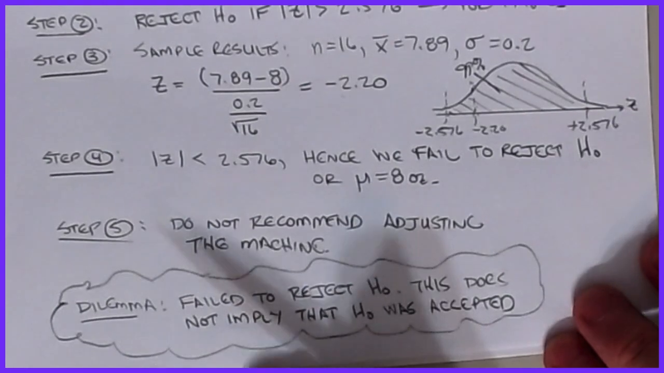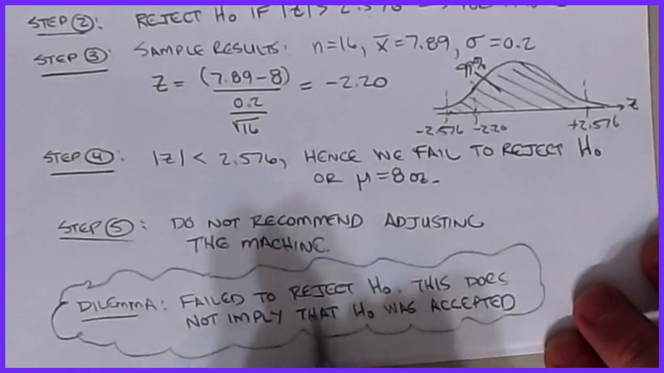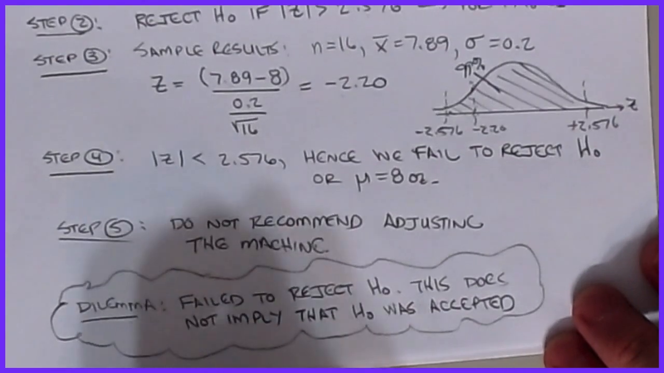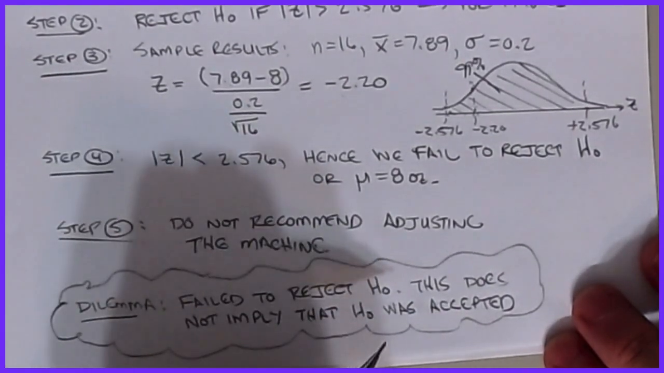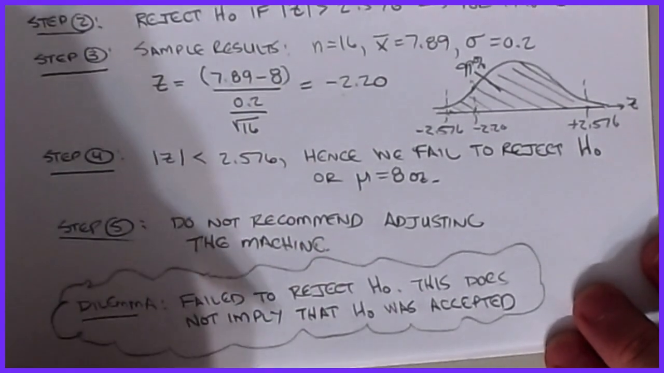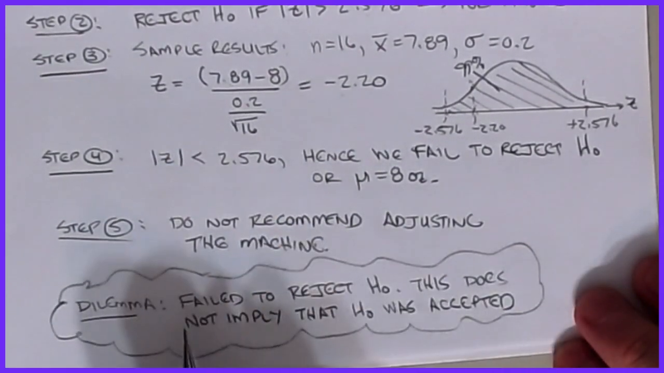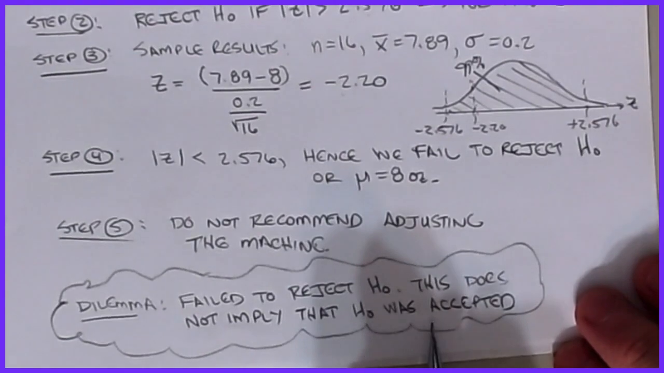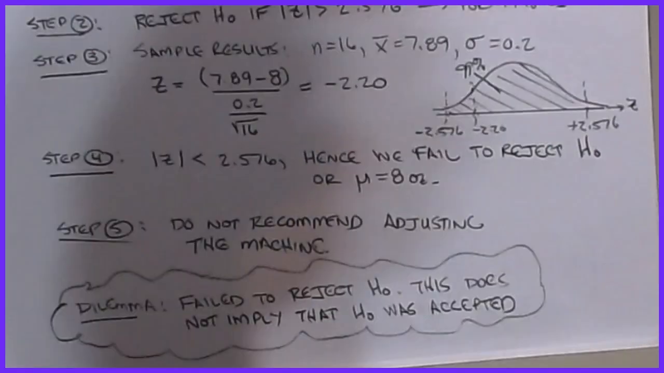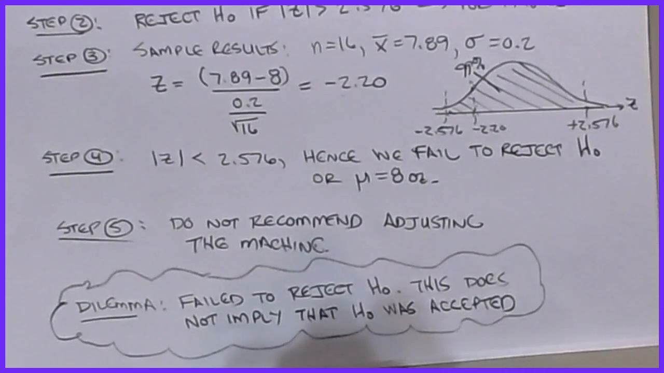Now, here's the dilemma: we failed to reject H naught. This does not imply that H naught was accepted. This machine may still be malfunctioning, but we don't have the data on this test to be able to say that without a doubt. So it is possible this machine still needs maintenance, but generally in a controlled environment, such as quality control, they're constantly testing, and so they would say, well, let's go do another batch of tests and see where we fall on that one as a follow-up.